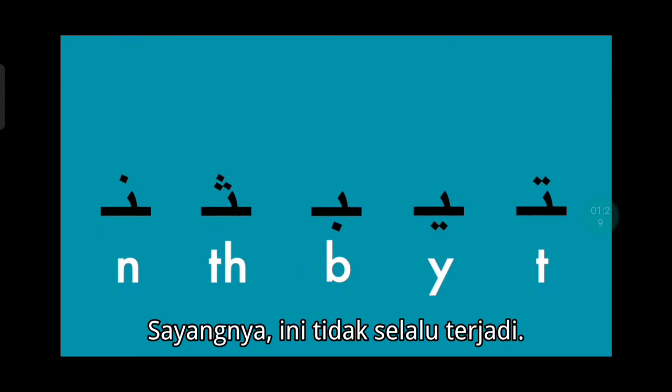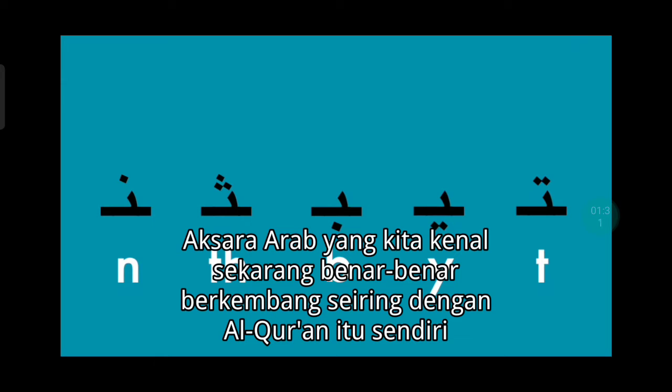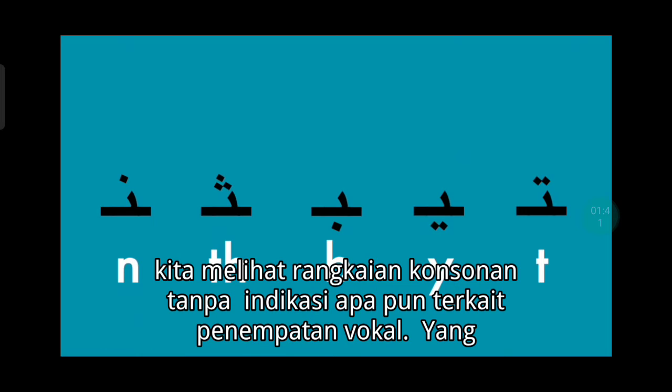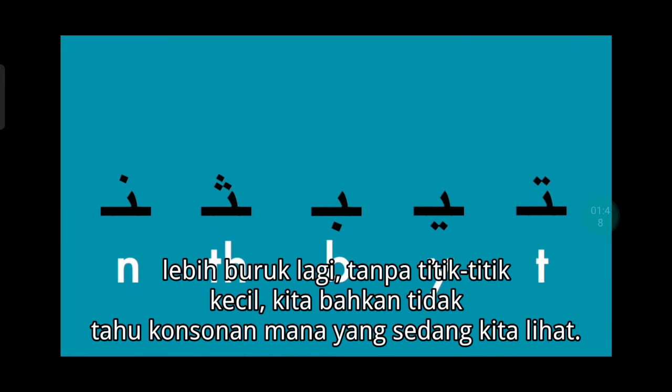Unfortunately, this wasn't always the case. The Arabic script we know today really evolved in tandem with the Quran itself, and the earliest Quranic manuscripts have barely any dashes, squiggles or dots. That means that we are looking at sequences of consonants without any indication regarding vowel placement. What's worse, without the little dots, we don't even know which consonants we are looking at.